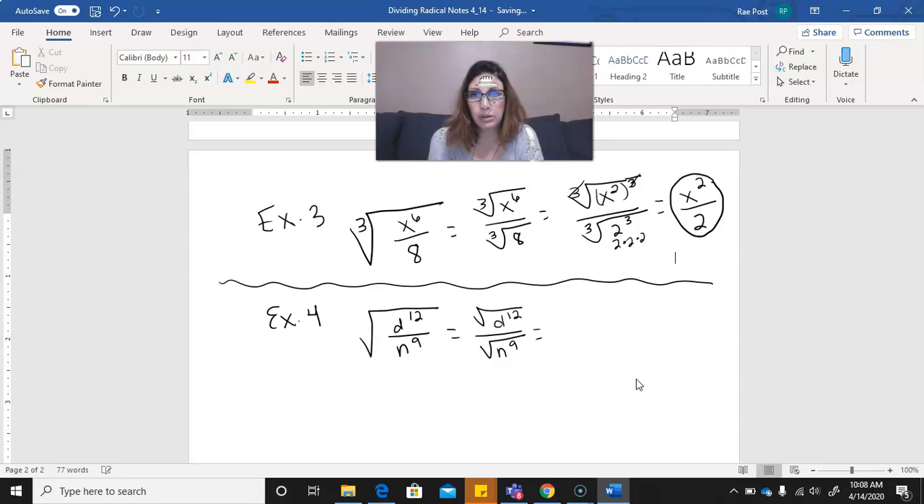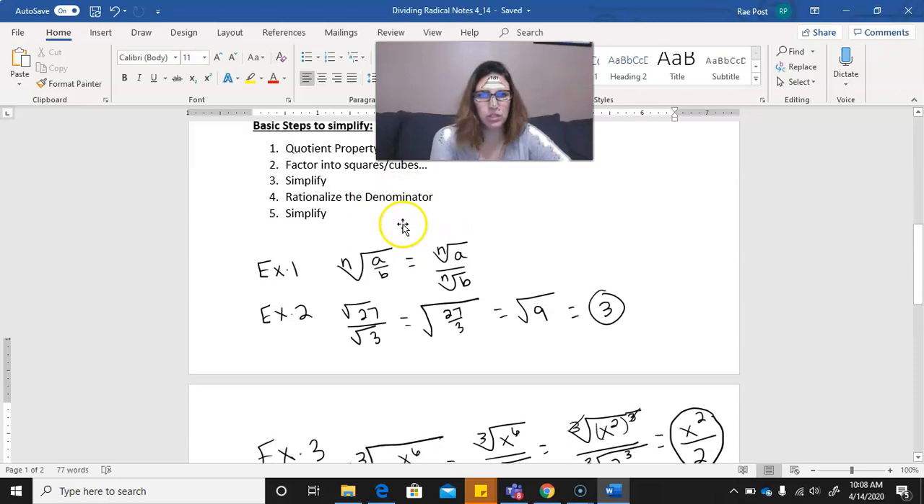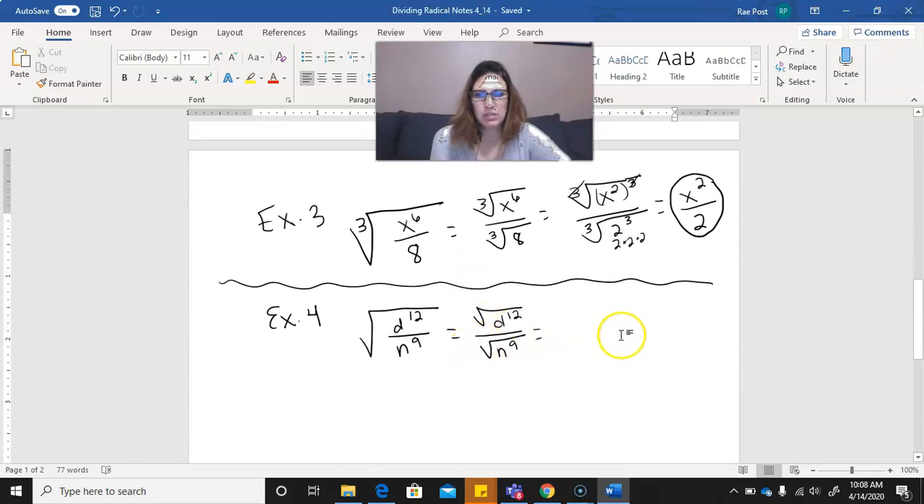All right, now you can go ahead, because remember we're following these steps up here. Use the quotient property to kind of separate them or bring them together, whatever is easier, whatever works for you. And then factor them into powers of 2s, powers of 3s. Remember, this is a power of 2. This is just a basic square root, right? So we're looking to rewrite them with a power of 2. So I know 12 divided by 2 is 6. So if I have d to the 6 2 times, that's d to the 12th.